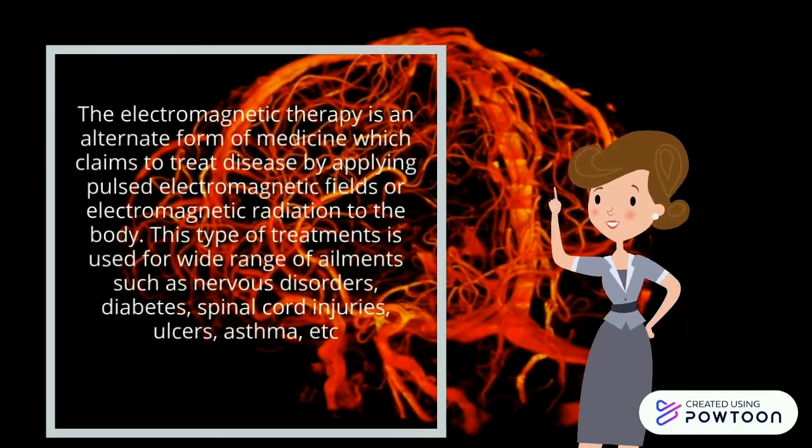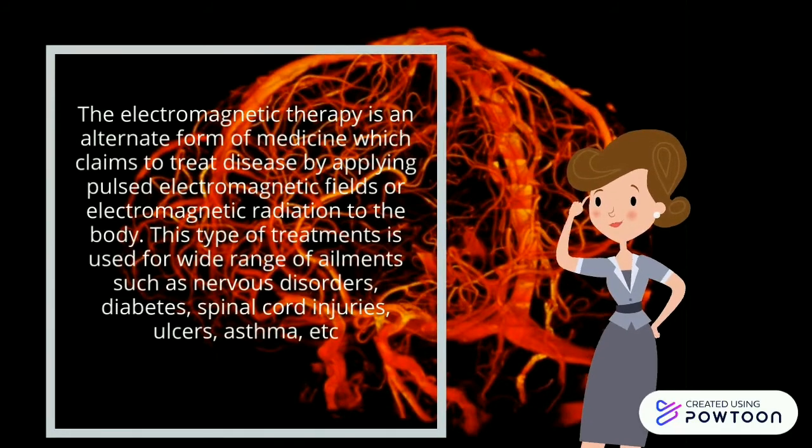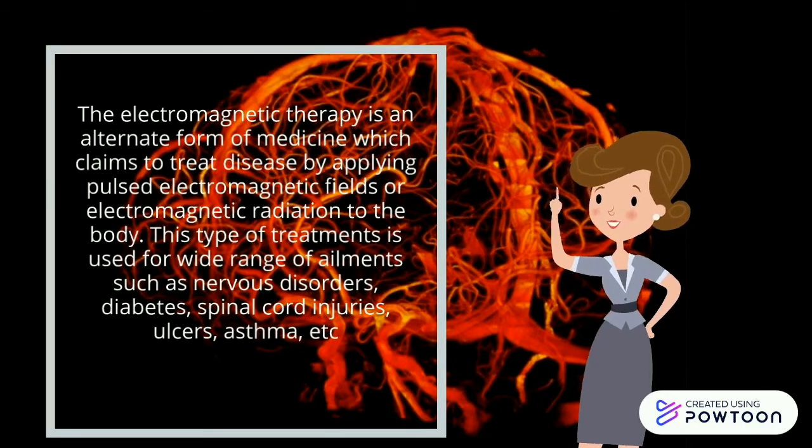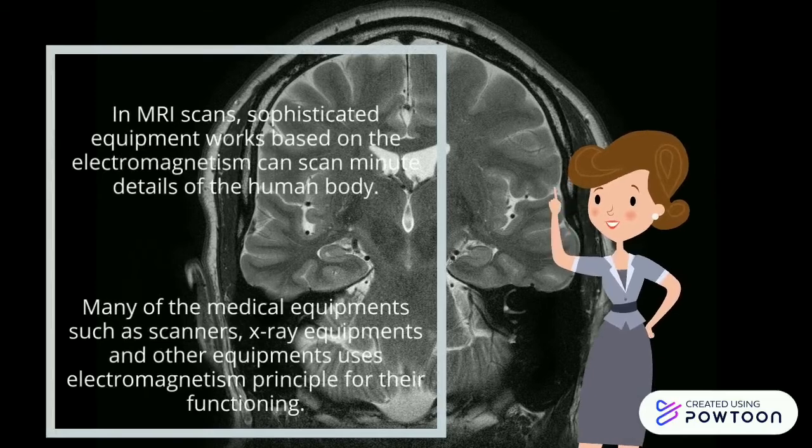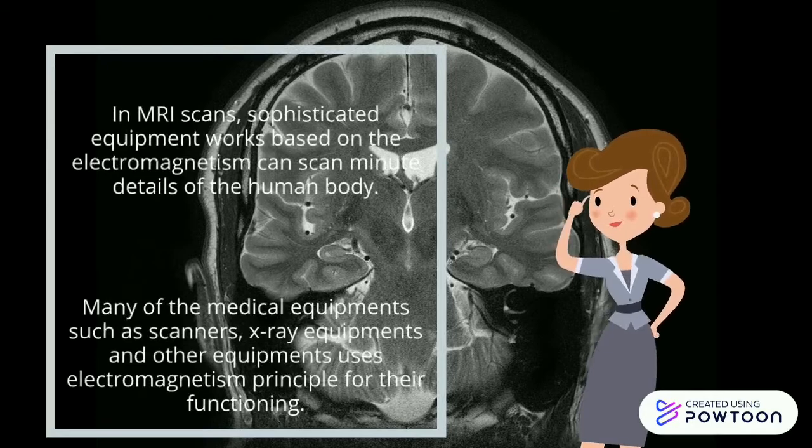Electromagnetic therapy is an alternative form of medicine which claims to treat disease by applying a pulsed electromagnetic field or electromagnetic radiation to the body. This type of treatment is used for a wide range of ailments such as nervous disorders, diabetes, spinal cord injuries, ulcers, asthma, and so on. In MRI scans, sophisticated equipment works based on electromagnetism. It can scan minute details of the human body. Many other medical equipment, such as scanners and X-ray equipment, also use electromagnetism principles for their functioning.